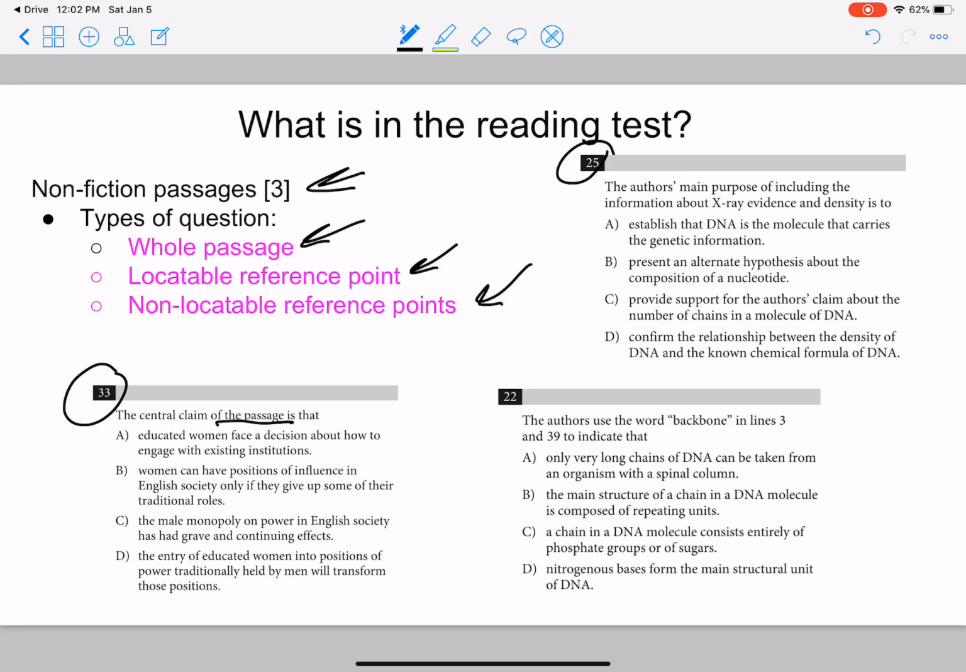25 right here, the author's main purpose of including the information about X-ray evidence and density is to. In this case, there's going to be a specific place in the passage where the author mentions X-ray evidence and density, and that's where our answer is going to be. So this one's a non-locatable reference point question. 22, the author uses the word backbone in line 3 and line 39 to indicate. In this case, it's a locatable reference point question because we can go to line 3 and line 39 and try to find our answer.